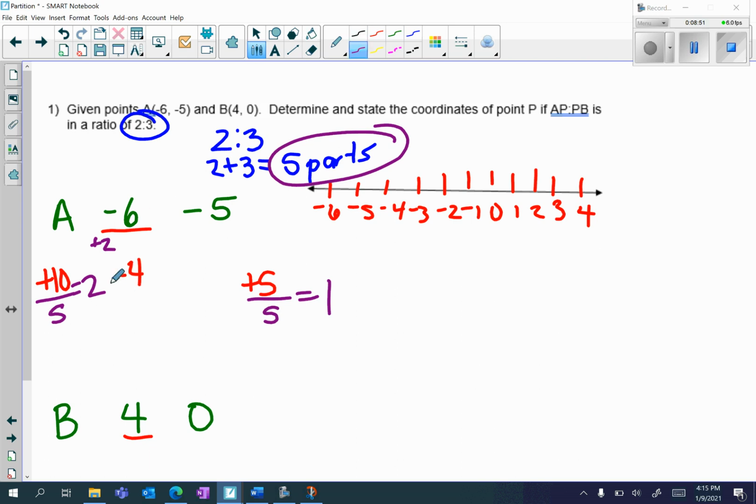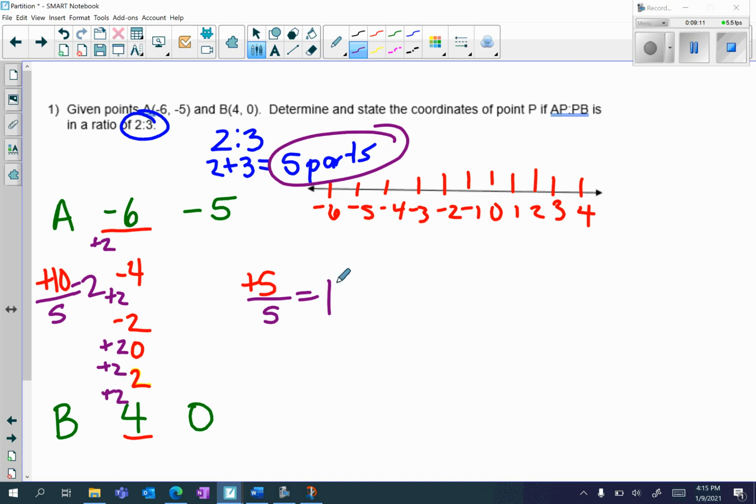I'm going to add 2 again. That's going to give me -2. Add 2 again. Gives me 0. Add 2 again. It gives me 2. And add 2 again. It's going to give me 4.